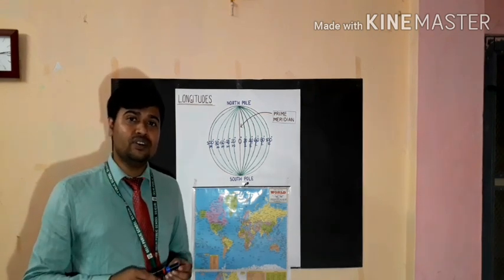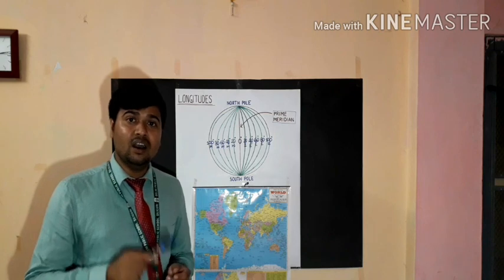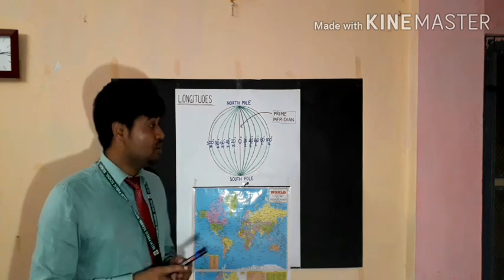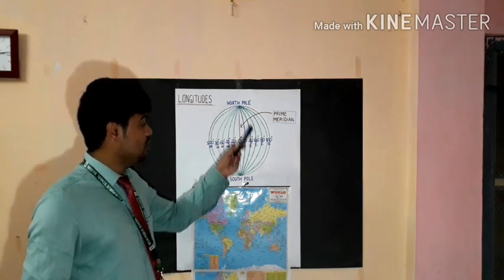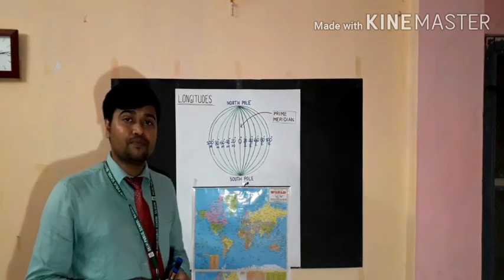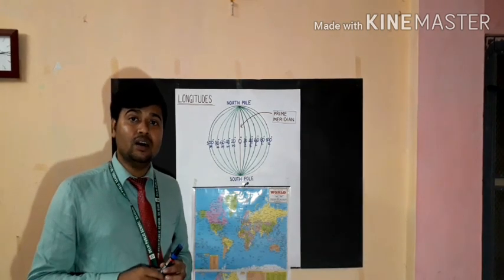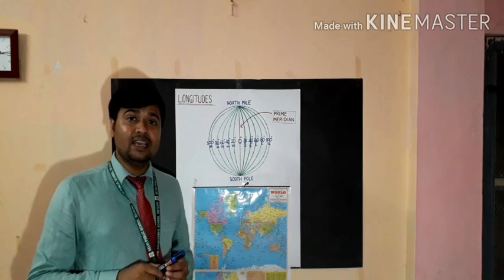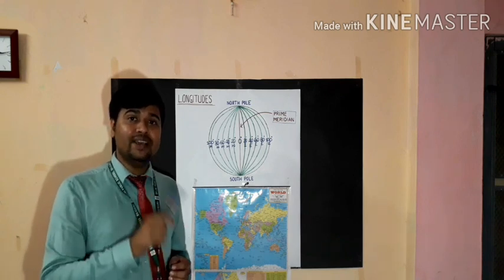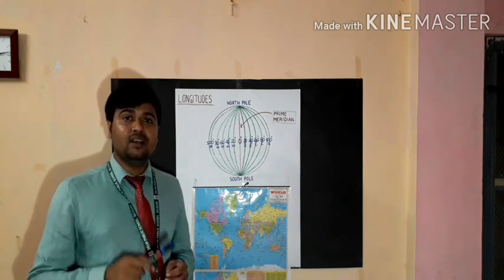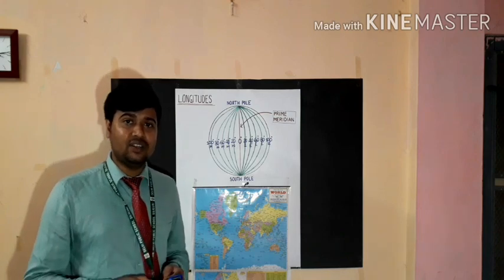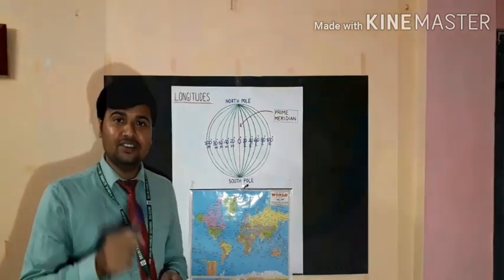So, geographers had drawn a set of lines from North Pole to South Pole, which help us to locate east and west directions. These lines are actually called longitudes.